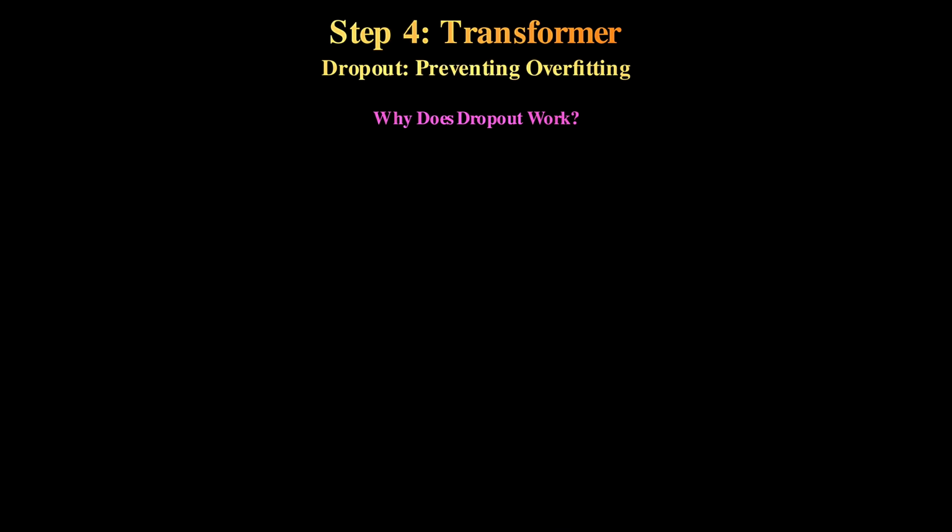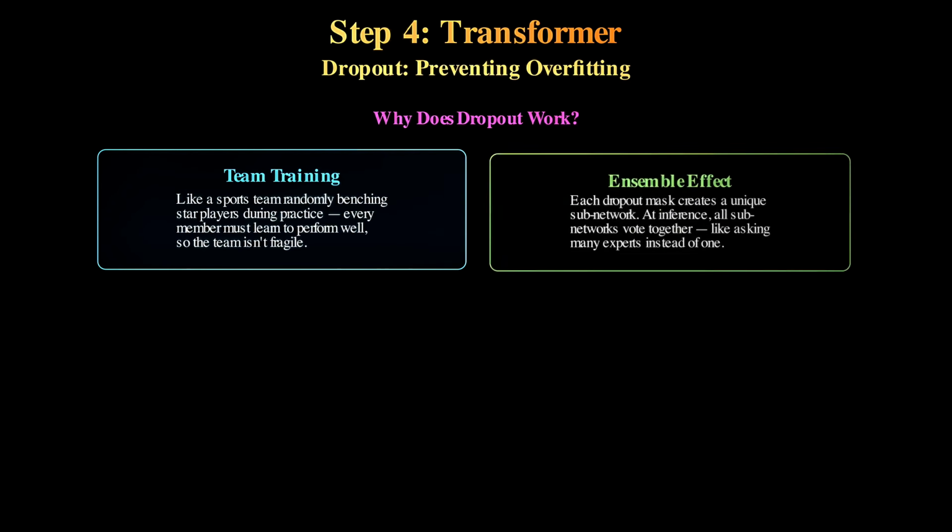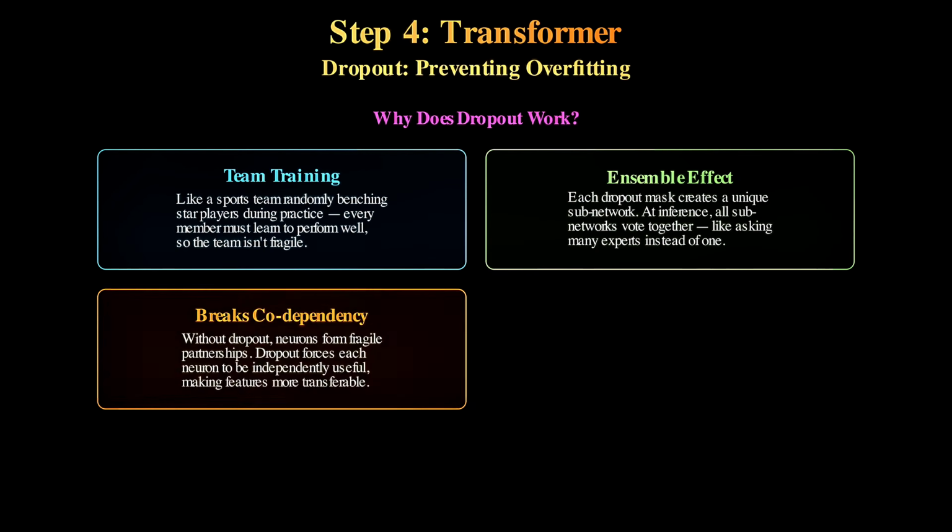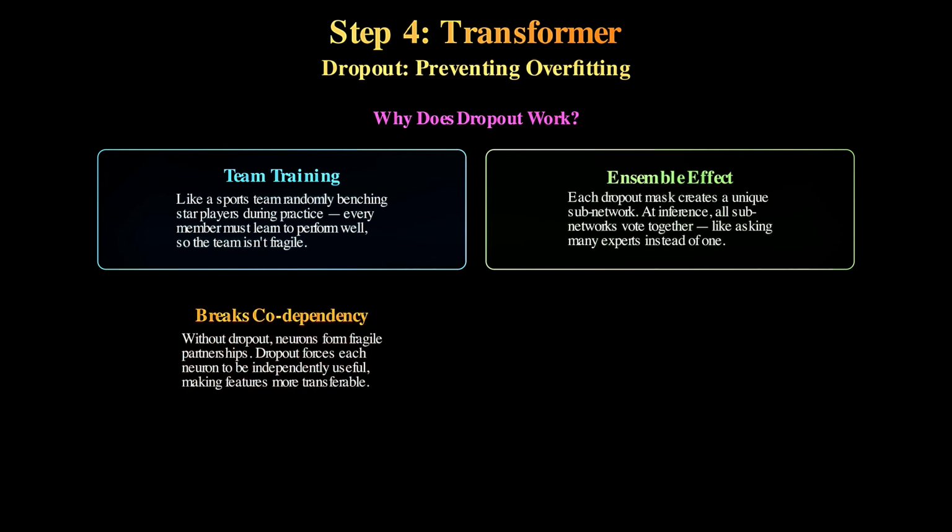Why does this work? Think of it like training a team by benching the star players. Everyone else has to step up. You end up with a stronger, more versatile team. In the transformer, dropout appears in 3 key places: after embeddings, after self-attention, and after the feed-forward network. Each placement regularizes a different part of the model.